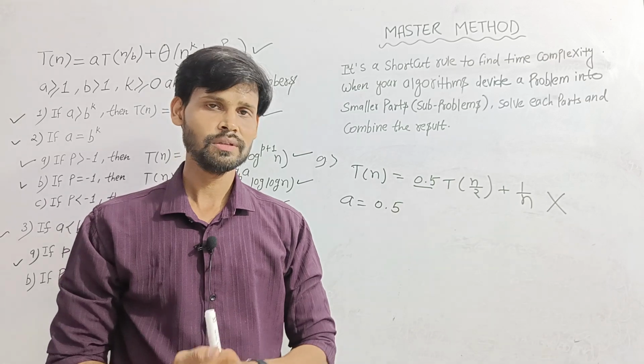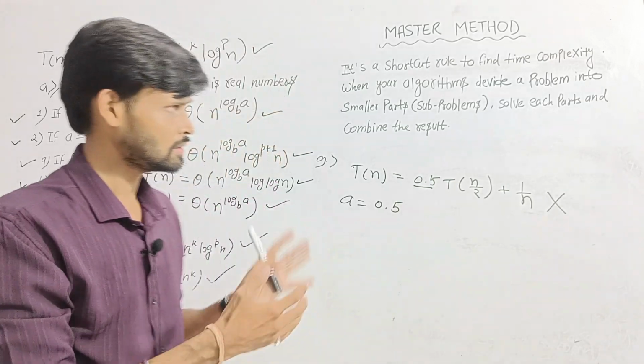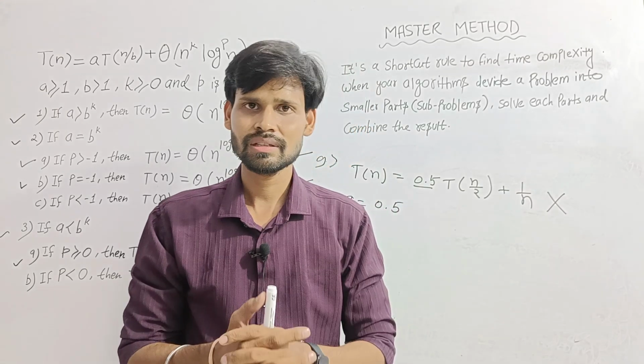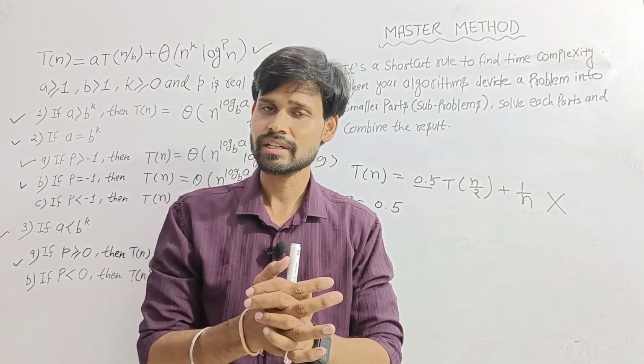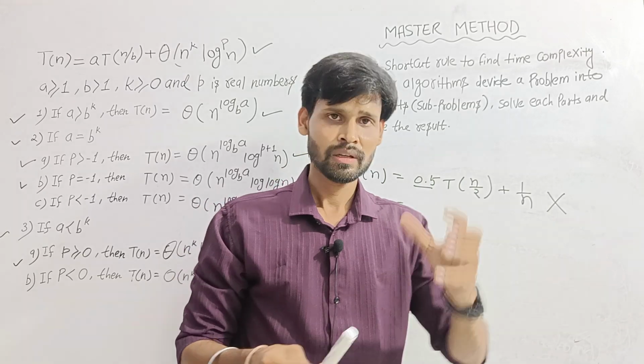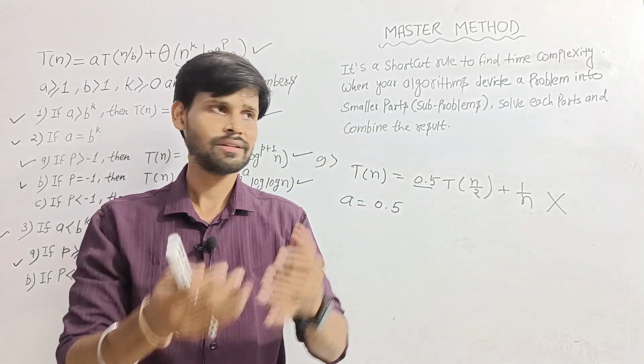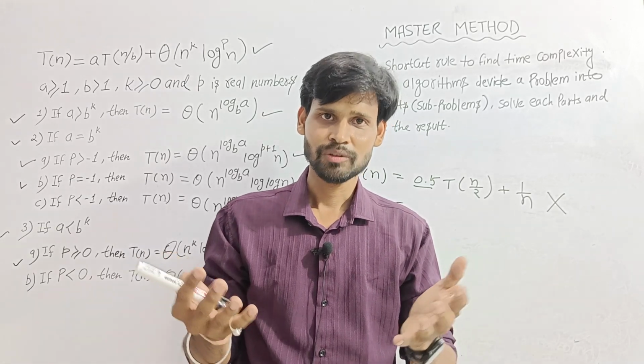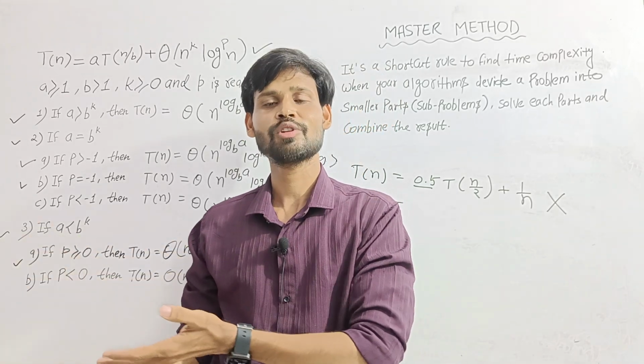Okay, so I hope you understand all the things here. And the master method, in my view, is nothing but just a calculator. You just apply the values of some parameters, match the cases, and boom, directly you can see the time complexity.